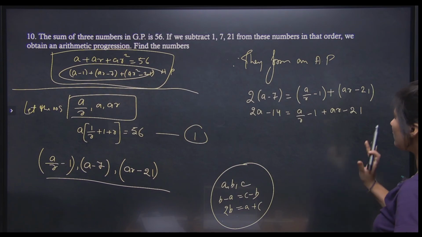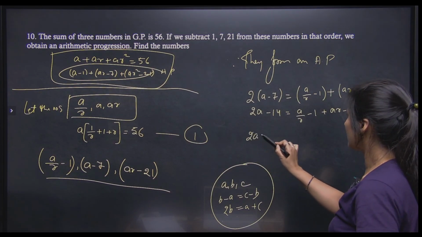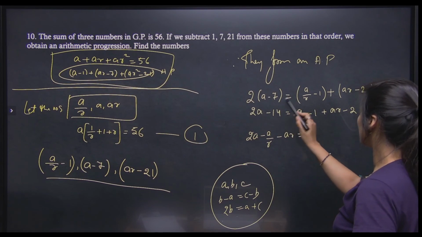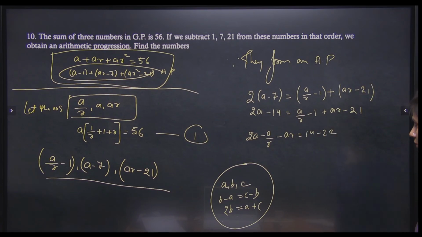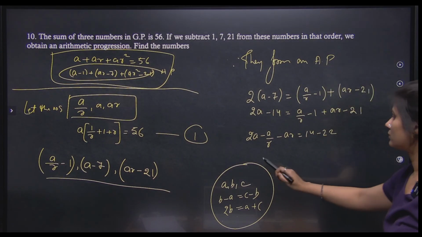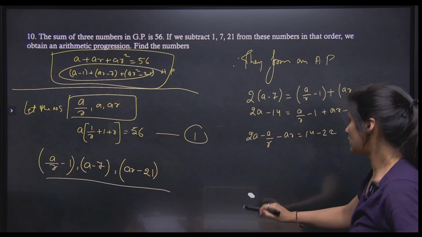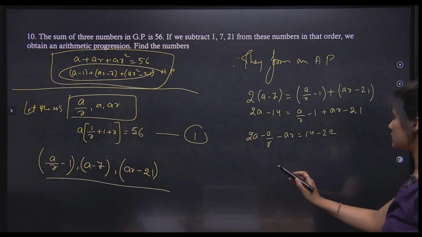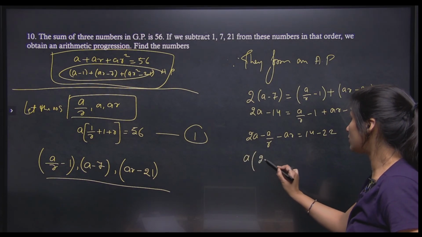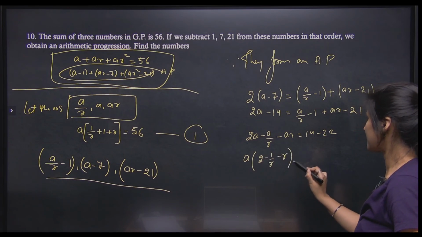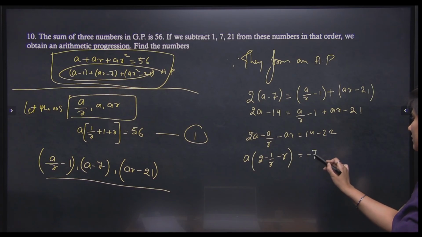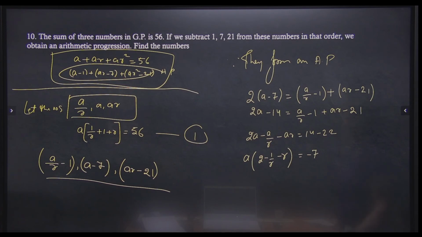Okay, so I am bringing all the variables to one side. So it is 2a - a/r - ar is equal to 14 - 22. Okay, 14 minus 22. So if I take a common, it is a(2 - 1/r - r), and here we have -7. Okay, minus 7. Now this is equation number 2.